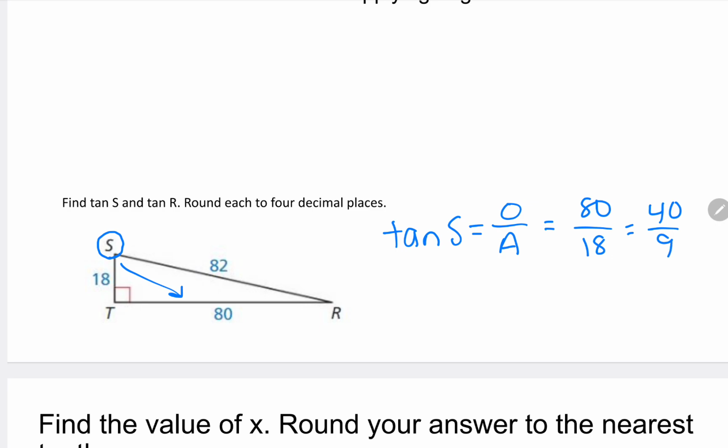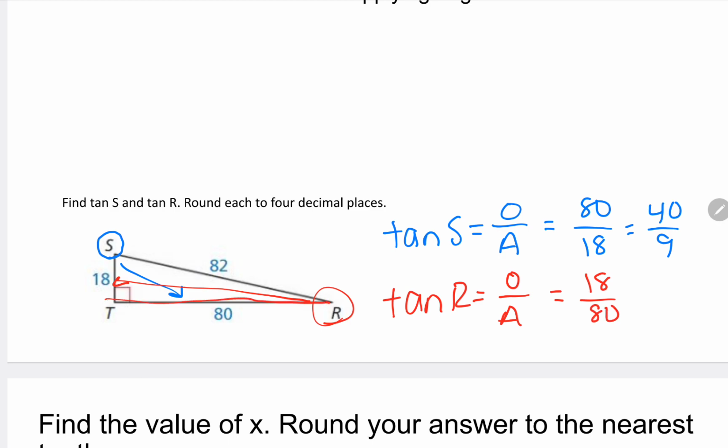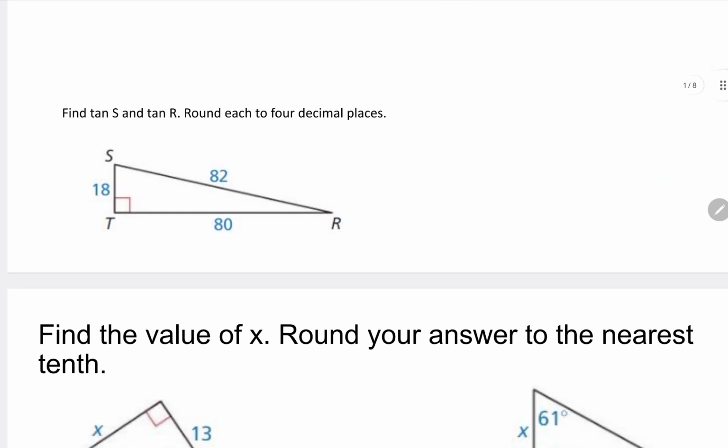Now, when we're doing tangent of R, it's the same steps, but we're looking from R instead. So when we're finding opposite of R, it is 18. And adjacent to R is 80. If you're not sure which one's adjacent, just remember it's easy to know which one's opposite because it's across from the angle. And the hypotenuse is always across from the right angle. So 82 was going to be the hypotenuse whether we were looking from S or R. So for tangent, we never use the hypotenuse. So when we simplify 18 over 80, that's just 9 over 40.